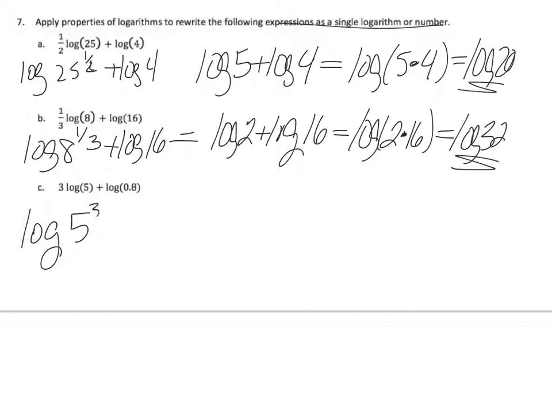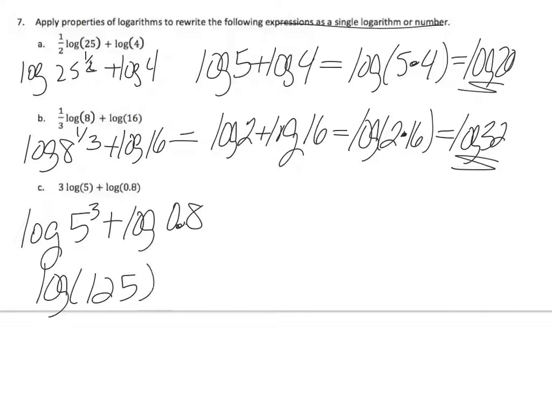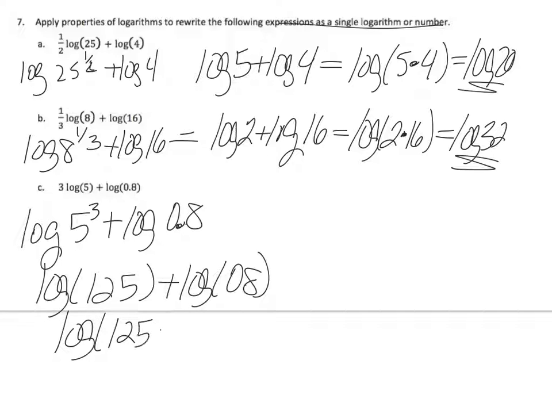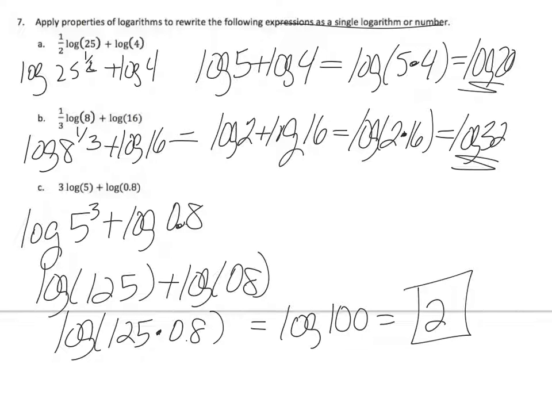Okay, this one I'm actually going to have to cube something. Log of 5 to the 3rd power plus log of 0.8. 5 to the 3rd power is 125, right? 5 to the 3rd power, yep, 125, awesome. So that gives me log of 125 plus log of 0.8, or log of 125 times 0.8, which is 100. And we know what log of 100 is. It's 2. It's nice to get a little happy number, right?